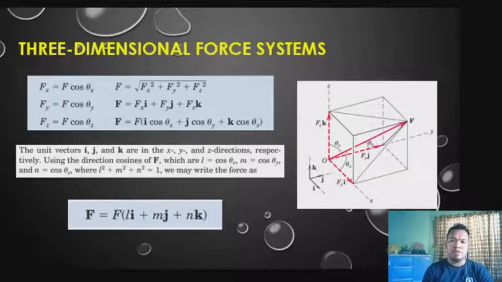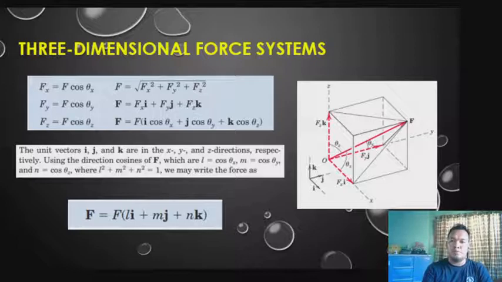So today's video, I will be discussing three-dimensional force system. So ito pong video na to is a continuation of my lecture 2, which is a discussion about forces. So today, yung force naman po is mag-a-act sa three-dimensional space. Kumbaga, yung force, we have here three components, the Fx, Fy, and Fz.